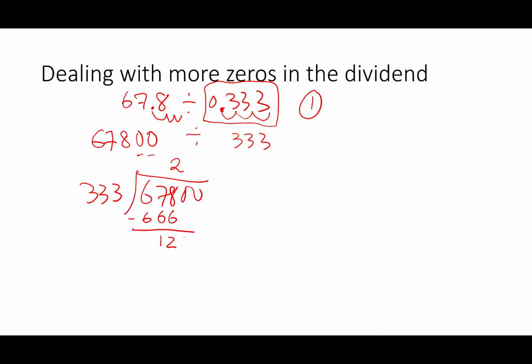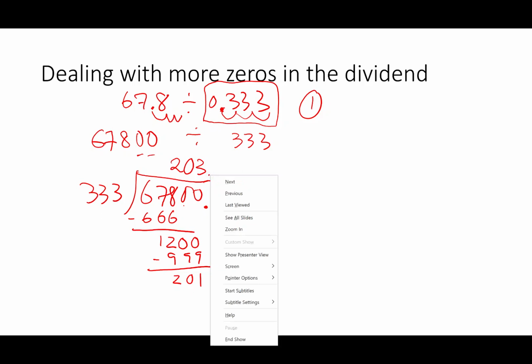And then we bring down the 0 here, right? This 0 here, 120. 120 is not enough to be divided by 333, so it will be 0, right? 0 here, and then the last 0 we bring down, right? That will give us 1200, and 3 times 333 is 999, and that will leave 201, okay. Now remember that this is where the decimal point is, so we will have one decimal point here.